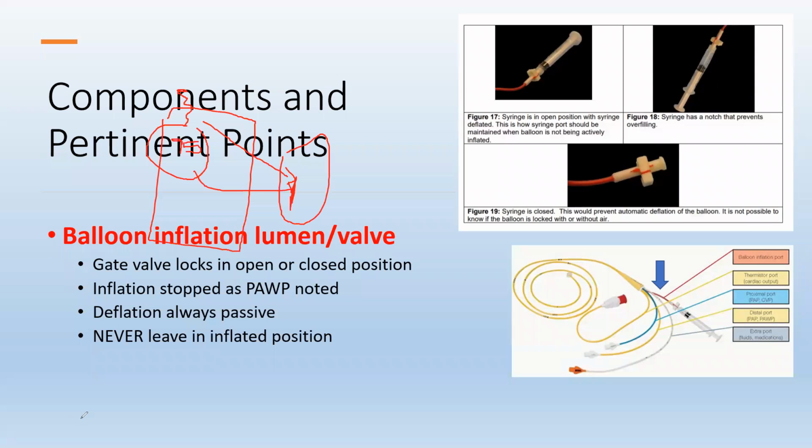All right, so the other thing that is going to be important right over here is that there's going to be an area right over here, which is known as the balloon inflation lumen. So remember that this is attached to a syringe. This syringe is actually something that comes with the kit. It's not an ordinary syringe, and I'll tell you the reason why. So the red port right over here is the balloon port.